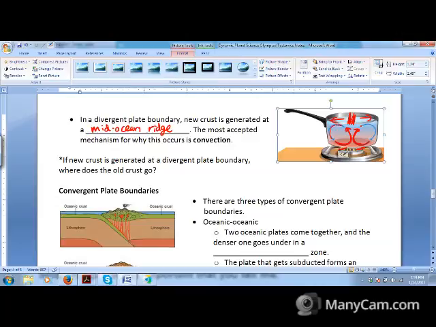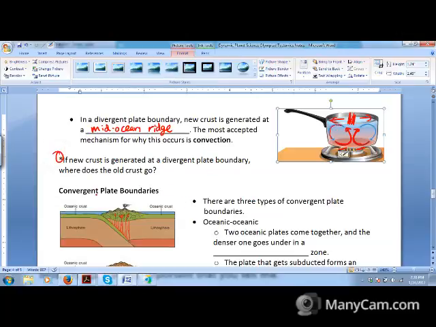And I do want to note, there are other explanations for why divergent plate boundaries exist, why seafloor spreading takes place. They are ridge push and slab pull. And I think slab suction is another one of those. You do not need to know that, but if you're interested, there are others and you are free to Google them.